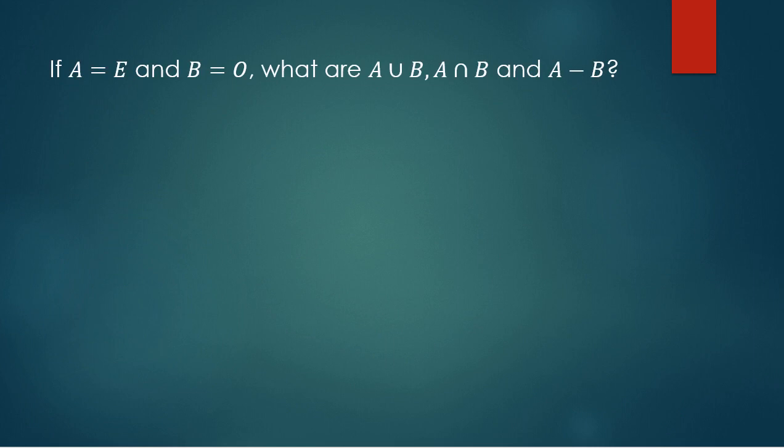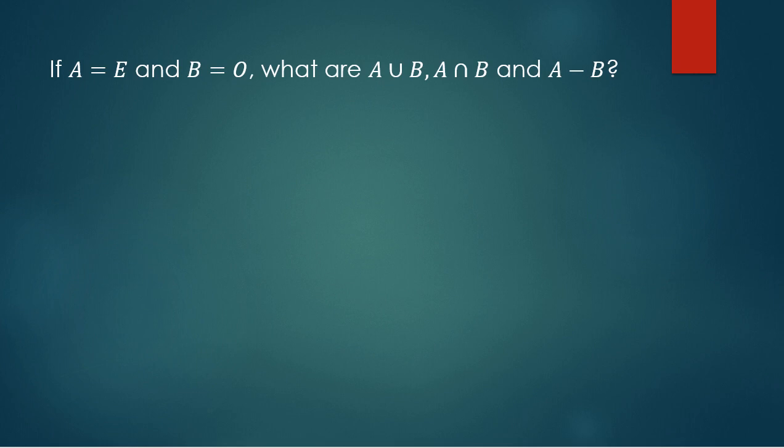So if A is the set of all even numbers, 2, 4, 6, 8, and so on and so forth, and B is the set of all odd numbers, 1, 3, 5, 7, 9, 11, and so on and so forth, what are A union B, A intersect, or A cap B, and the set difference A minus B? I'm going to challenge you guys on this one. Try this on your own. Try to figure these out all by yourself.